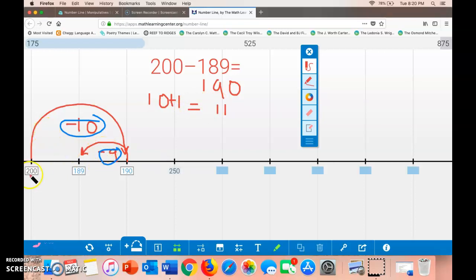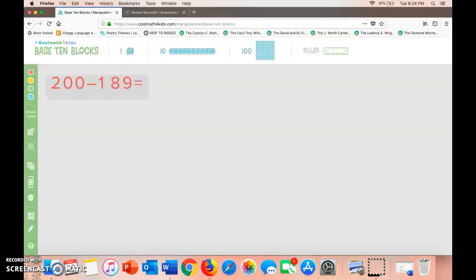Students would be able to communicate this by using 10 as a benchmark and knowing that 200 minus 10 would give them 190, take away 1 more to get us back to our original number in our problem of 189, adding the 10 and the 1 to get their solution of 11. Moving on to fourth grade.